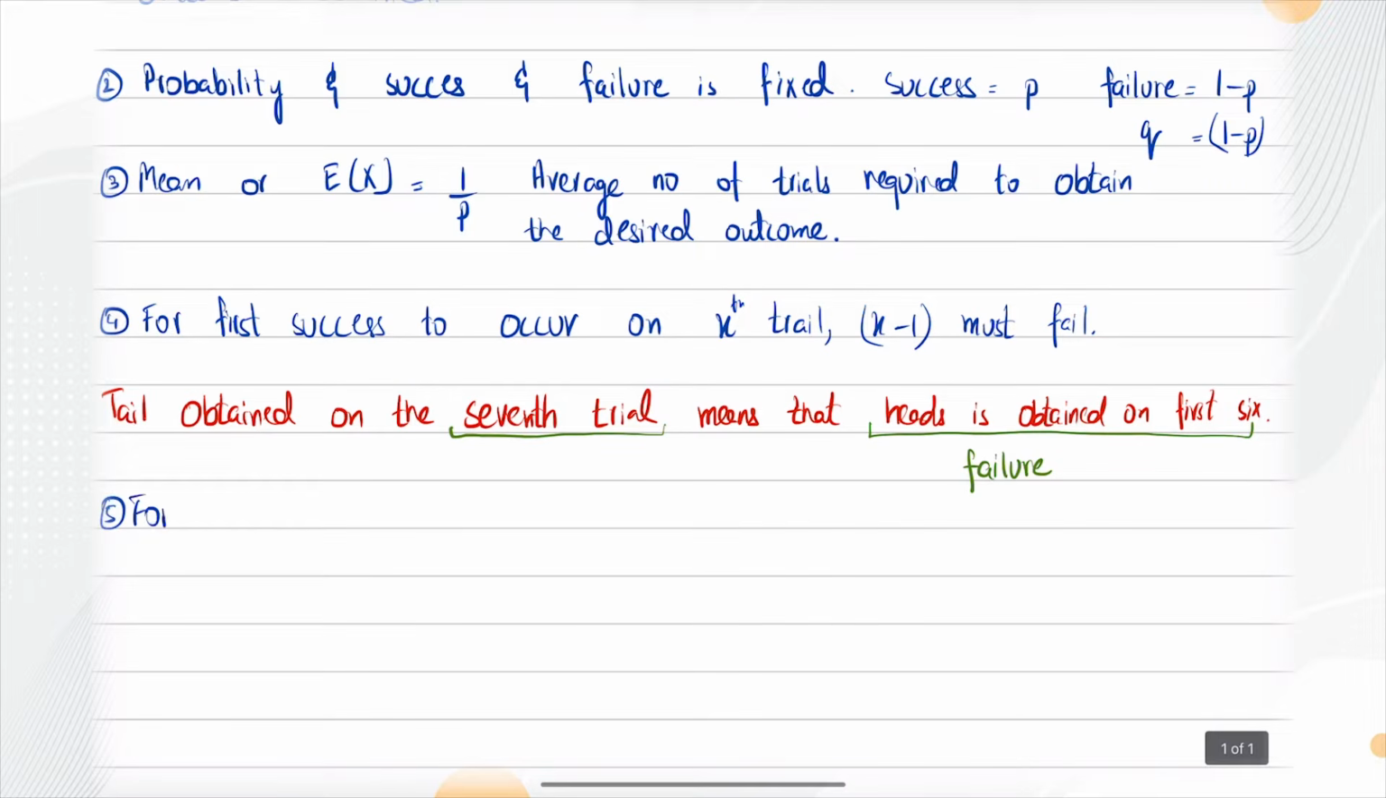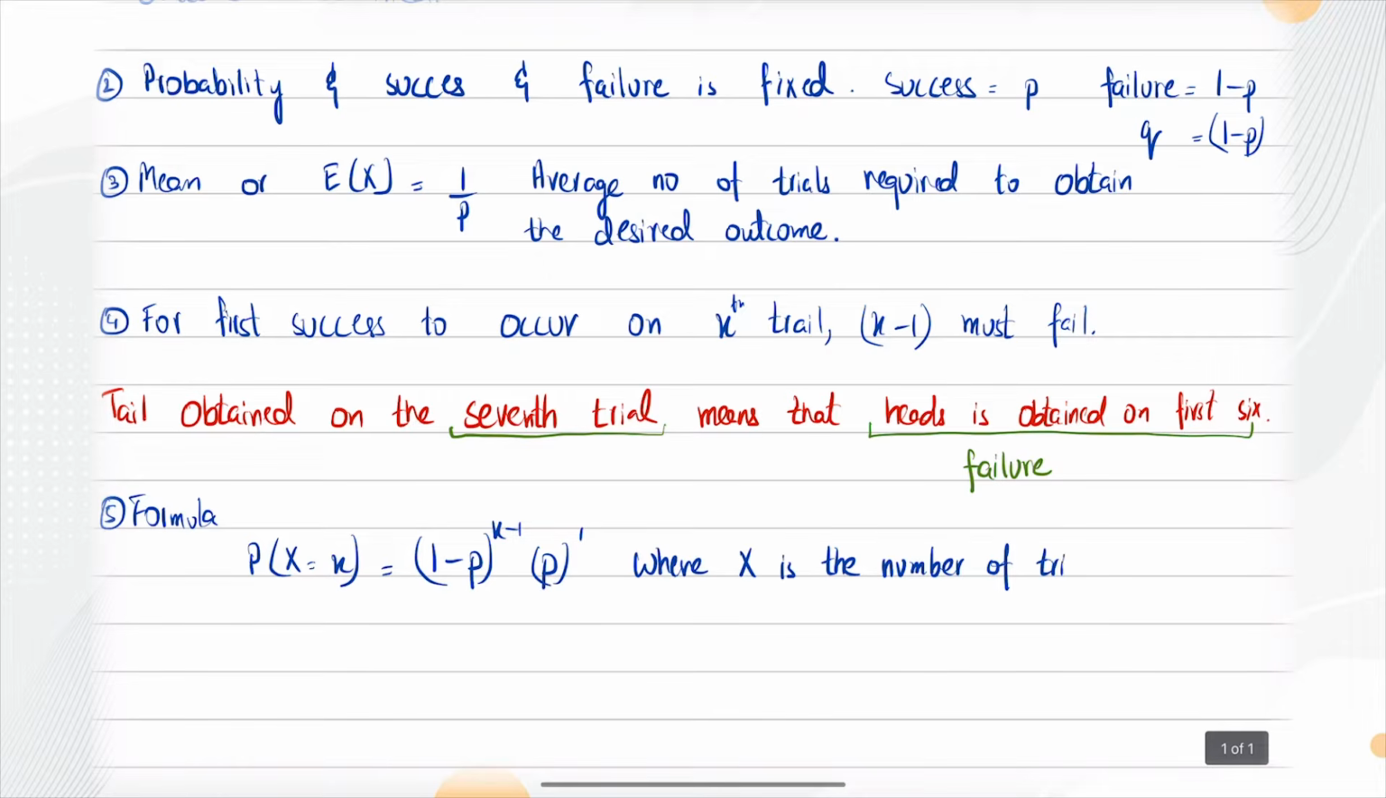Now let's look at the formula. The probability of X equals x is equal to (1 minus p) to the power of x minus 1, into p to the power of 1, where x is the number of trials required to achieve the first success.